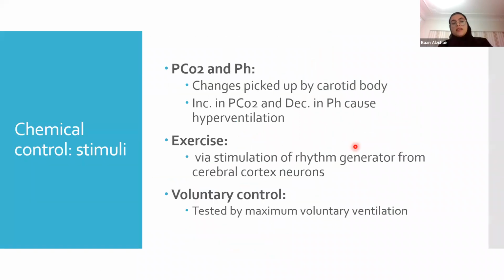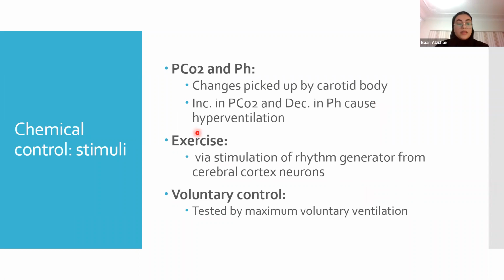Okay, the other stimuli, I said we had 4 stimuli, hypoxia, and 3 other stimuli. These 3 are CO2 and pH, exercise, and voluntary control. When you have an increase in CO2, consequently, you're going to have a decrease in pH because an accumulation of CO2 is going to lead to acidosis. The changes in these two are picked up by the carotid body, which is a peripheral chemoreceptor. How does it increase hyperventilation? By increasing both tidal volume and respiratory frequency. If you increase these two, you're going to hyperventilate.